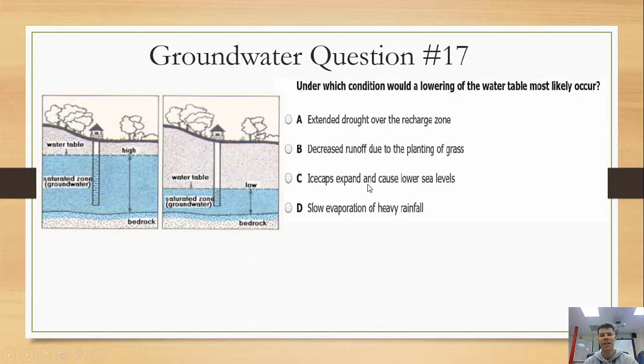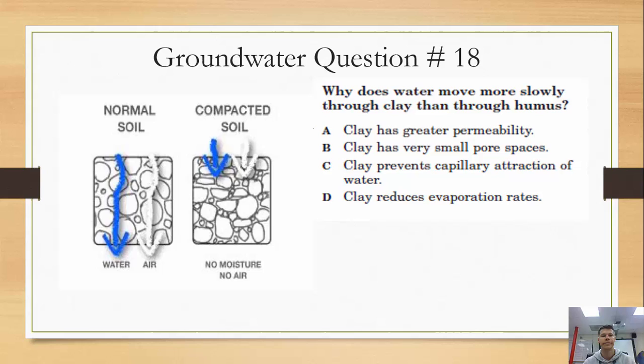Ice caps expand and cause lower sea levels. That's a really huge picture thing, and what we're really talking about here is just this guy's well. So that's not a real good answer for an explanation of just this person's well. Slow evaporation of heavy rainfall. Really fast evaporation of a heavy rainfall might mean that there would be a lower water table, but not slow evaporation. So our best answer here is a drought, A. That would cause the water table to slowly lower as we kept taking water out of it.